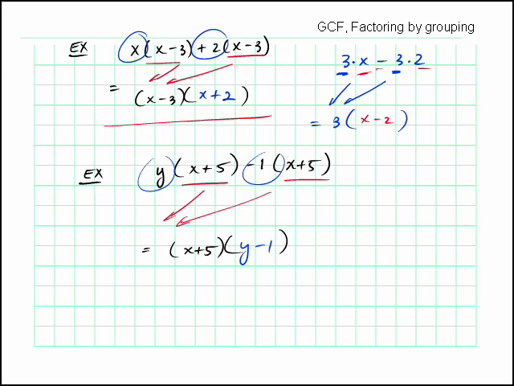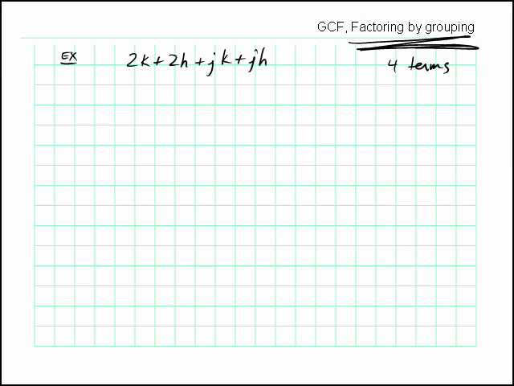Now, that leads us into factor by grouping. And factor by grouping is usually used when you have 4 terms. Here's our first example. Let's say we have 2k plus 2j. Oops, sorry, that's wrong. Let me fix that. Erase that. 2k plus 2h plus jk plus jh. There we go, lots of variables in there.